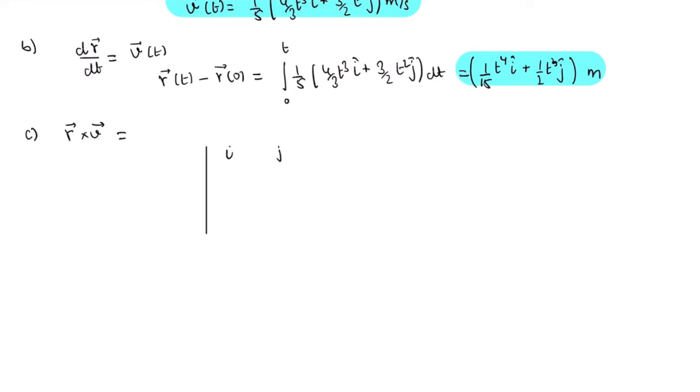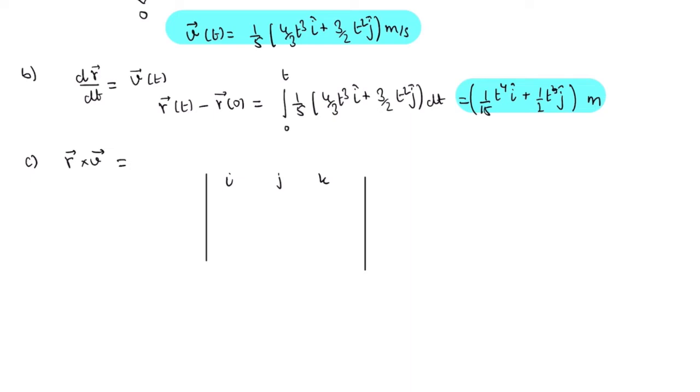So it's i, j, k. I will write it as, so it will be 4 by 15. Okay, I need to first write the r vector thing. It will be 1 by 15 t to the power 4, 1 by 2 t cube, and 0. Then v will be 4 by 15 t cube, and 3 by 10 t squared, and 0. And now let's do it.